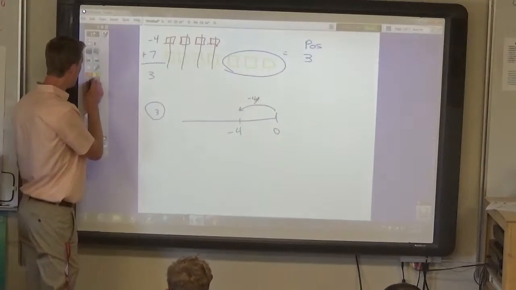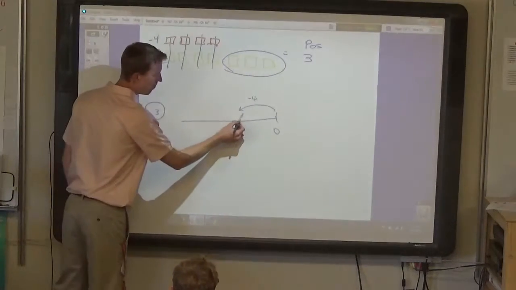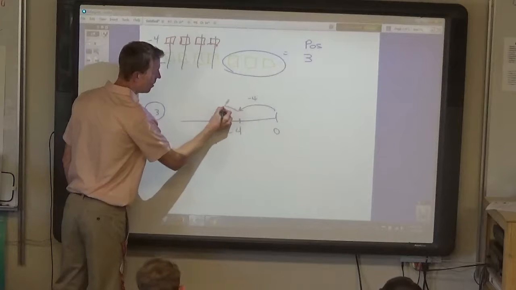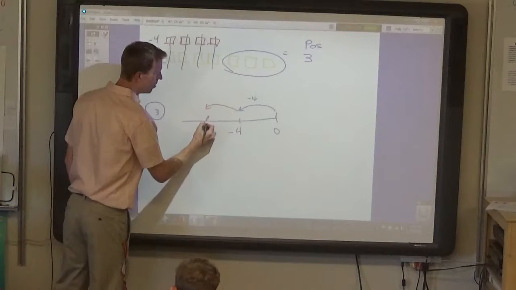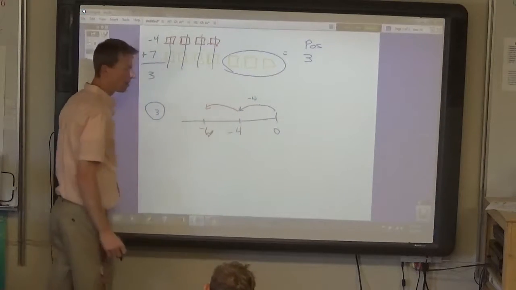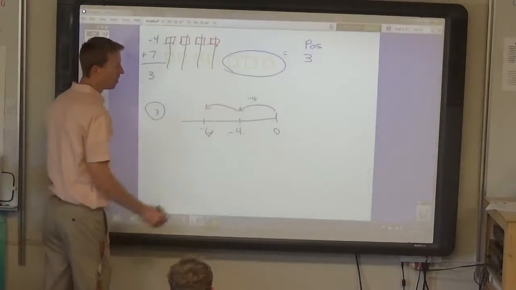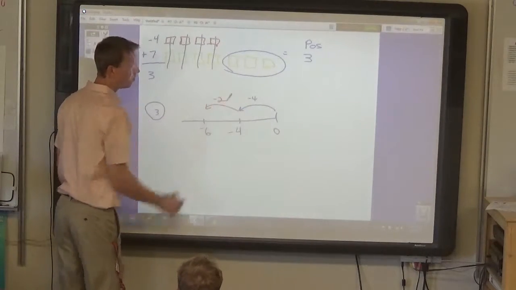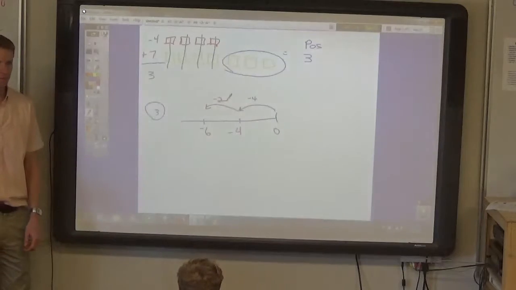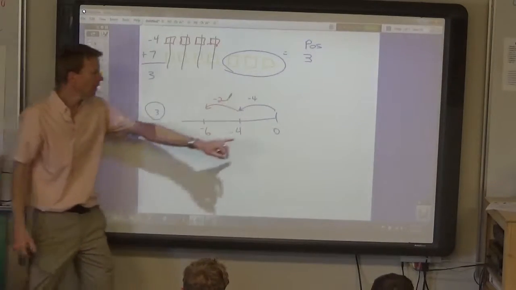And then there's another move to the left. From -4, it goes to -6. So that's a move of -2.